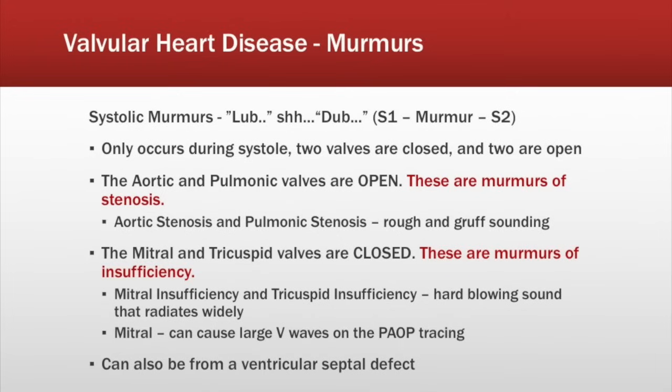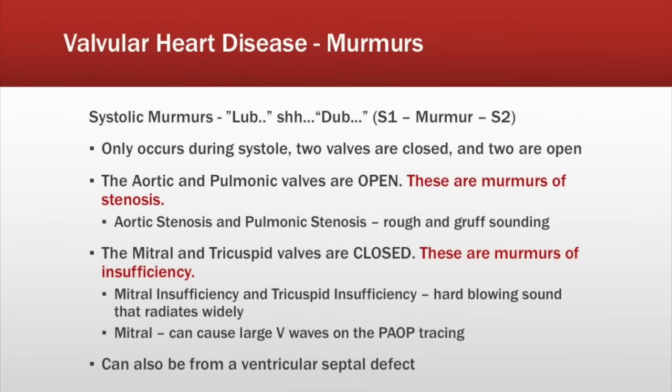The mitral and tricuspid valves are closed during systole, and these are murmurs of insufficiency. With systolic murmurs and diastolic murmurs, you can have both stenosis or insufficiency murmurs on systolic murmurs, or you can have stenosis and insufficiency murmurs on the diastolic murmurs. So just be aware of that.